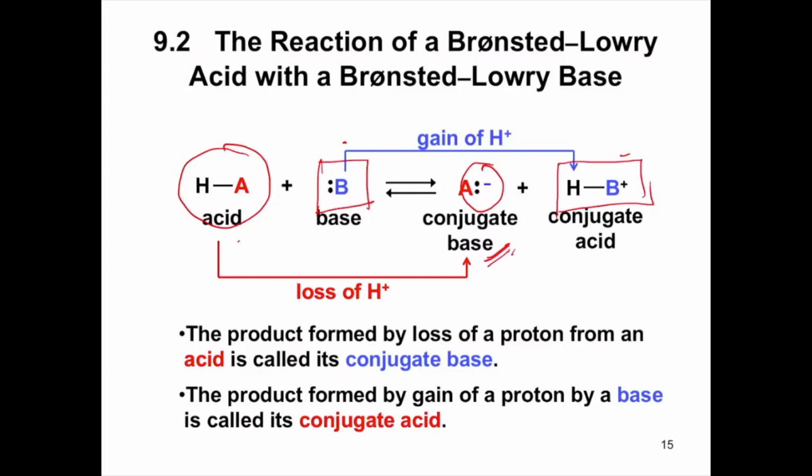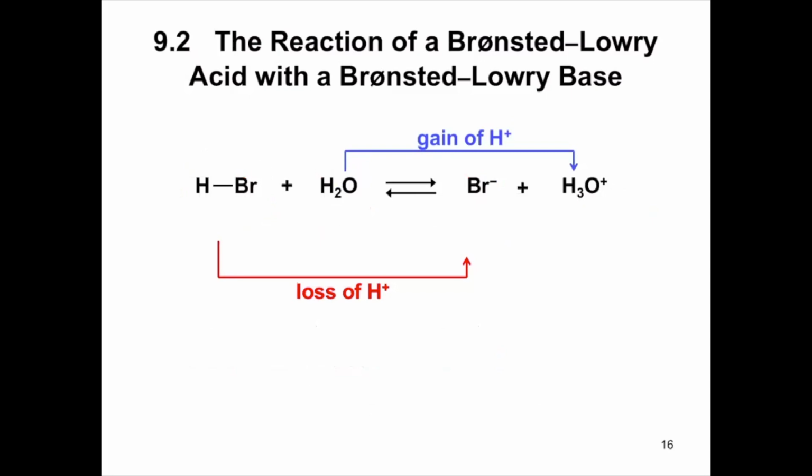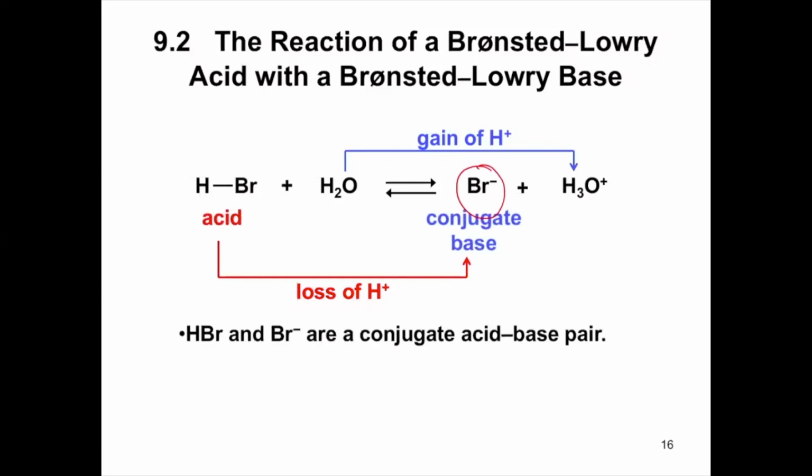So, ano ba yung example? You have here yung reaction ng hydrogen bromide and water. So, if you will observe dito sa formula, yung HBr, maging Br negative lang siya. So, siya yung nag-lose ng proton. Kaya yung HBr is what you call the acid. And then, what does it form? Ito yung conjugate base, which is Br negative.